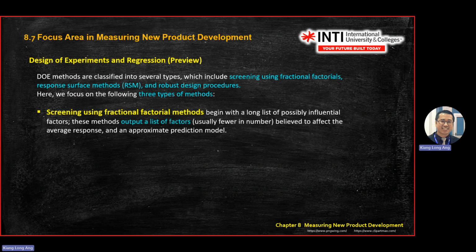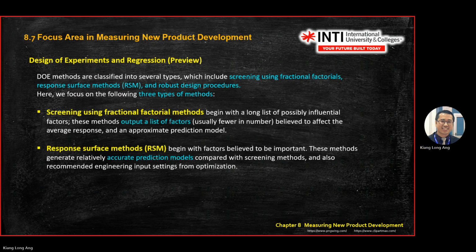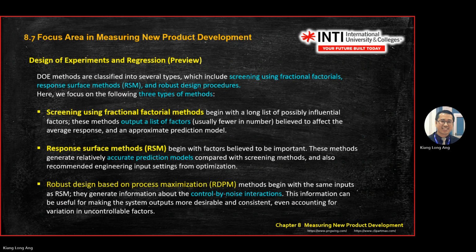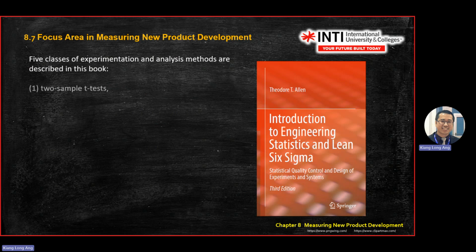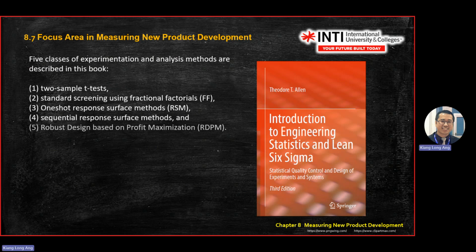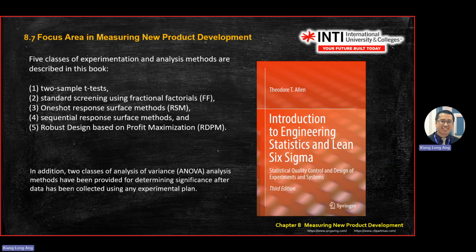So this is DOE. This one you read. Design of experiment and regression. This one you read a bit deep. And then at least now what is important, you heard about all these terms before.